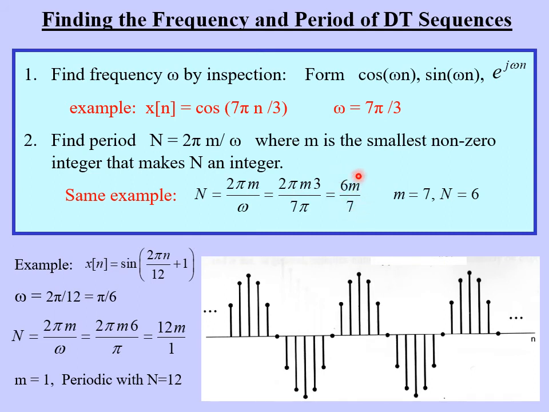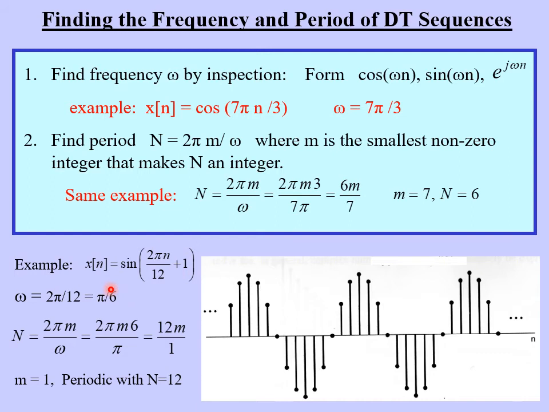Now, can we turn this fraction into an integer? Yes. Just by trial and error, you can see that if you let m equal 7, it cancels the 7 down here, and we're left with N, our period, equal to 6. So this sequence has a frequency of 7 pi over 3, and it has a period of 6, meaning it repeats itself every 6 values. Finding the period is not quite as obvious. You can't do it just by inspection. You have to apply this test here.